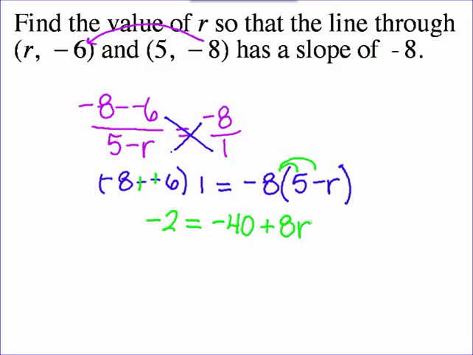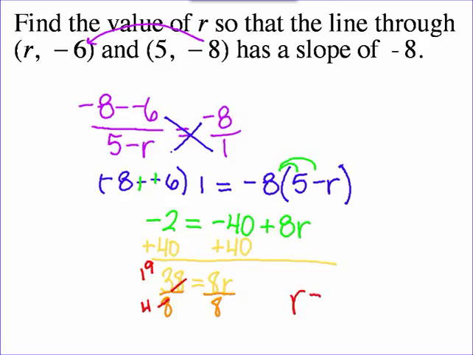Now, some of you are wondering, where does the plus come from? I've got negative 8 times negative r. Next step, what do I do? Add 40 to both sides. Very good. So I end up getting 38 equals 8r. Now what I need to do is divide by 8. If you notice, that doesn't come out evenly, so what we need to do is reduce that down. What number goes into both 38 and 8? 2. 2 goes into 38 19 times. 2 goes into 8 4 times. So our answer is r equals 19 over 4.